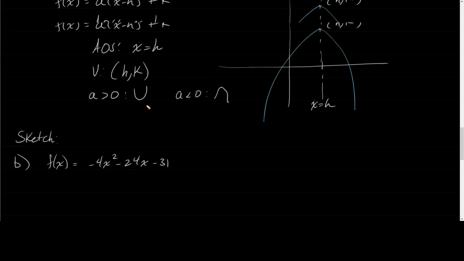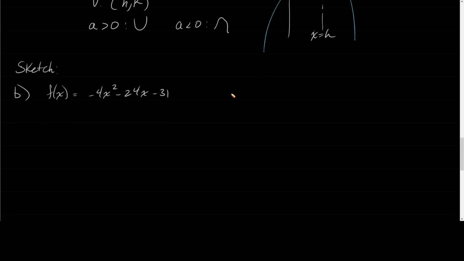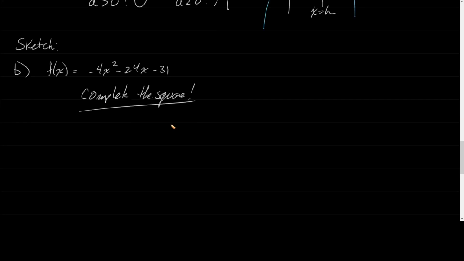Now the question is, why do these look different? They're not in the same exact format. All right. So what we need to do is put it into that format so that we can sketch this easily. All right. So to do that, we have to complete the square. And how do we do that? Let's go ahead and try this out. So we have negative 4 times x squared minus 24x minus 31, right?